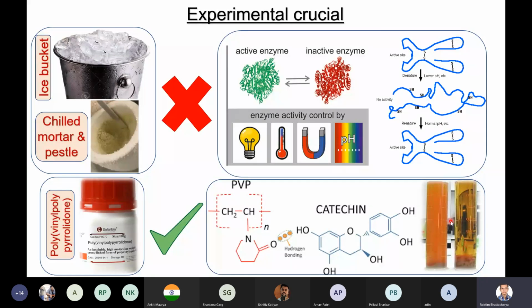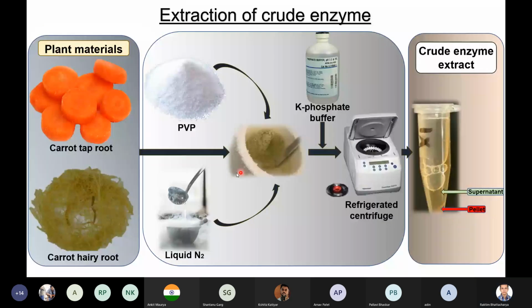Now I told you that after crushing, in a chilled mortar and pestle, you put your plant sample, in our case the carrot hairy root and the carrot taproot. The hairy root is from tissue culture, and the taproot is from outside material. You crush the sample using liquid nitrogen, add a pinch of PVP to inactivate the phenolics, and put in potassium phosphate buffer. Now another question: why potassium phosphate buffer?